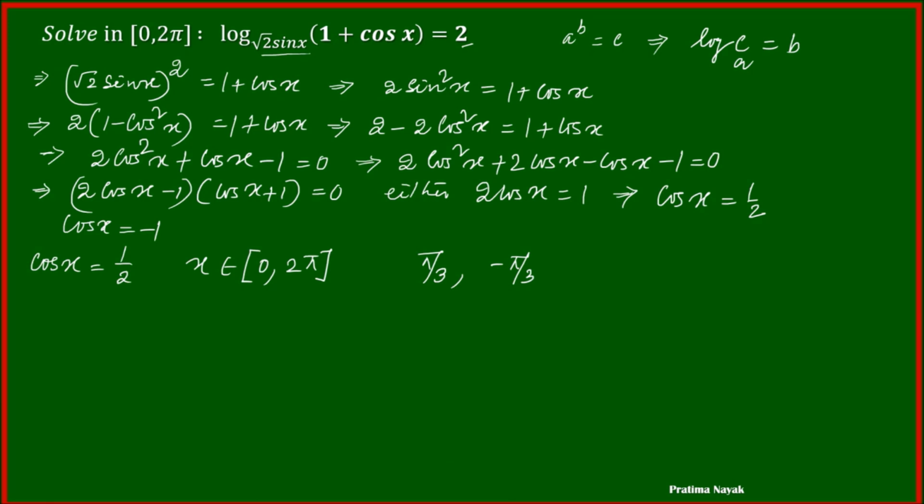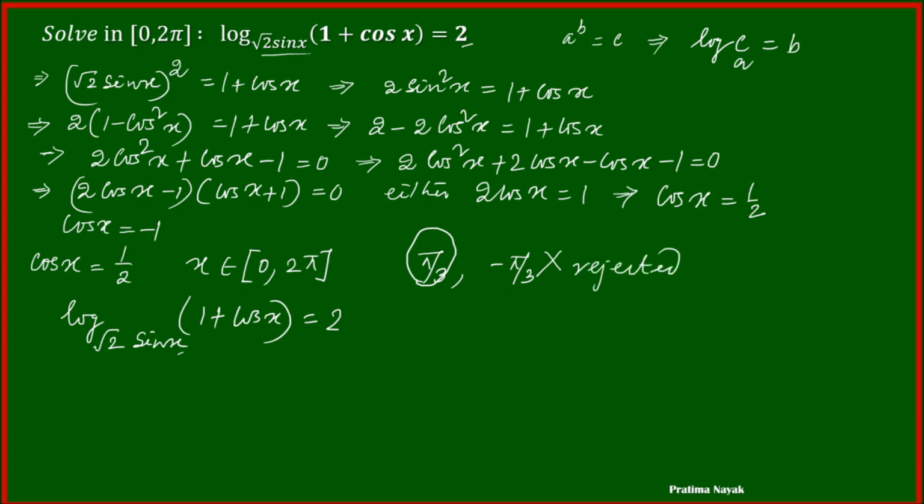Now if we analyze this logarithm, root 2 sin x into 1 plus cos x is equal to 2. Here this pi by 3 will satisfy this equation, but minus pi by 3 will not satisfy because sin x will be negative, so it is discarded. We can write minus pi by 3 or 2 pi minus pi by 3, that is also fourth quadrant, that will be 5 pi by 3. That is also rejected because sin x will be negative.